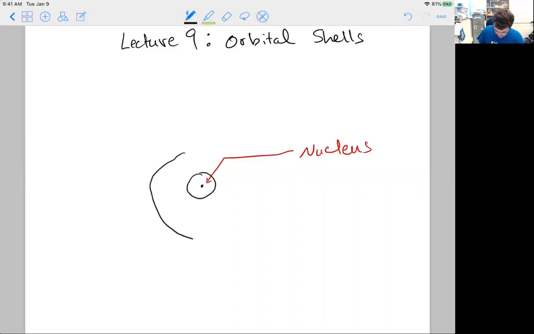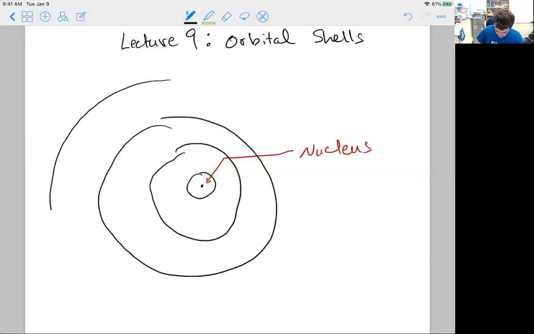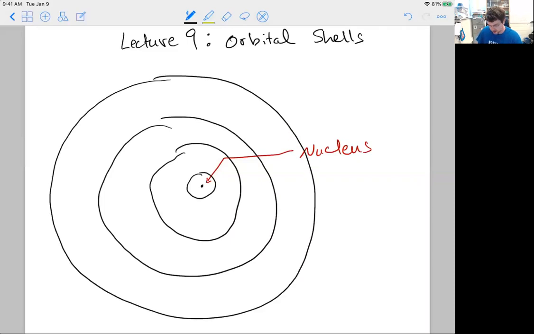what you get is you observe these sort of onion-like shells that form around the nucleus, or these sort of layers. And each of these layers is called a shell. So maybe I put that in blue here. So each layer is a shell.